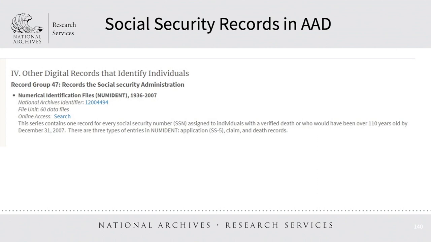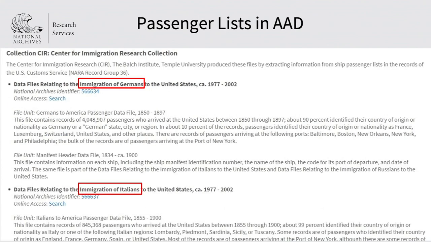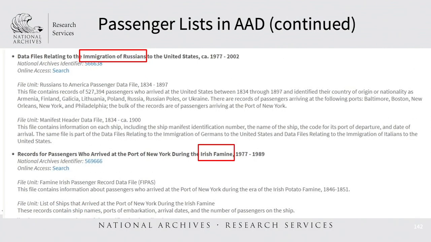At the bottom of this page, under the heading Other Digital Records That Identify Individuals, you'll see that Social Security records are the first item in the list. It says that the series includes Social Security records for people who would have been 110 by the end of 2007, which means it contains people who were born by 1897. And further down, you'll find databases that have been extracted from passenger lists for Germans and Italians and for Russians and for people arriving during the time of the Irish famine.